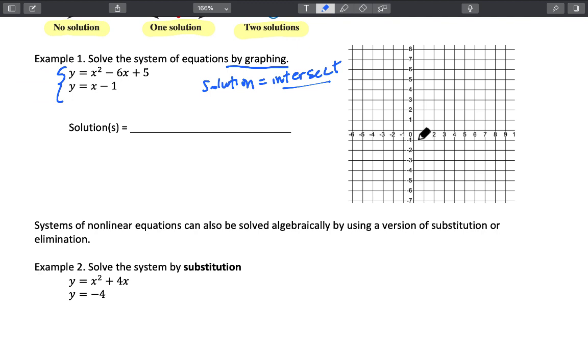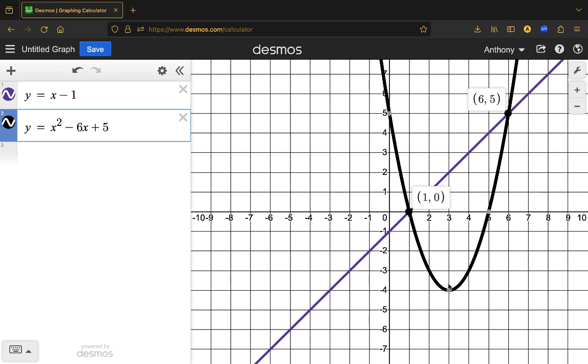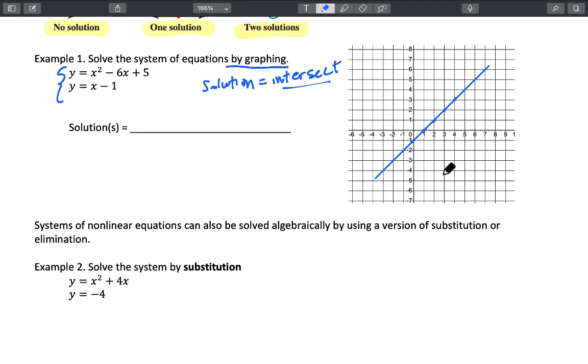If we were to graph these out, I'm going to just plot a few points, and we'll graph those lines. Let's see if we can get that straight line through those points. That's pretty good. And then we had a parabola that had a vertex at (3, -4). We're going to plot that there, and it passes through here and here. We'll just try to draw that parabola as best we can. I missed a little bit, but not too bad.